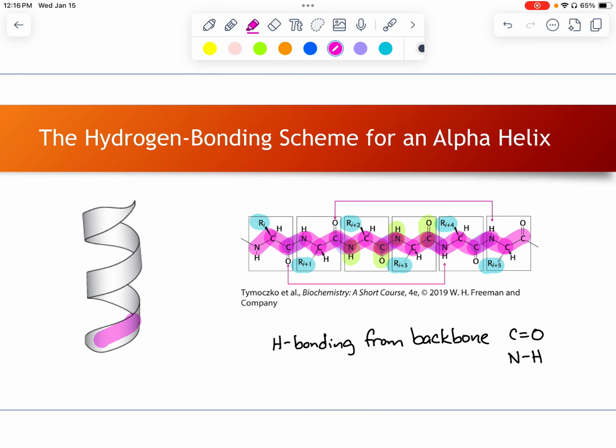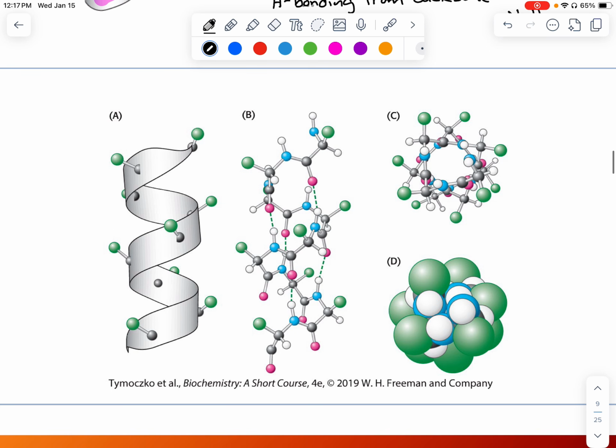All right. So here's our backbone, going up there. And about every fourth amino acid, we're going to get hydrogen bonding between this carbonyl and this hydrogen, which we've highlighted here, because that twisting puts them in position to interact. So we get a bunch of hydrogen bonding that keeps us in the coil. We've got some pictures of that followed up here.